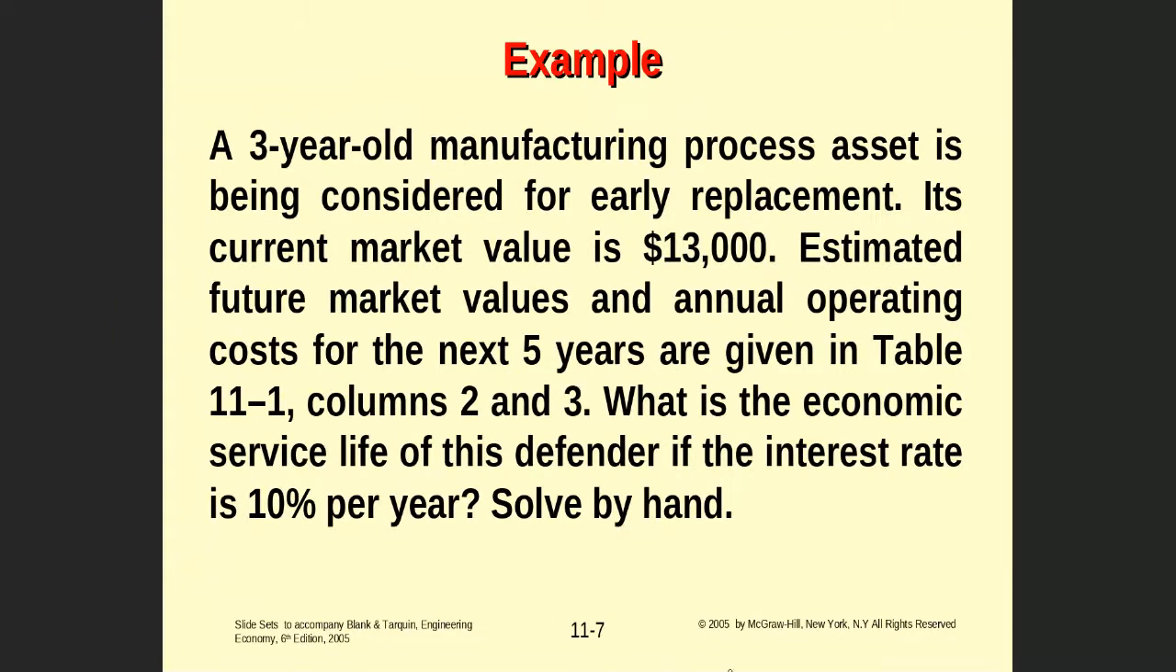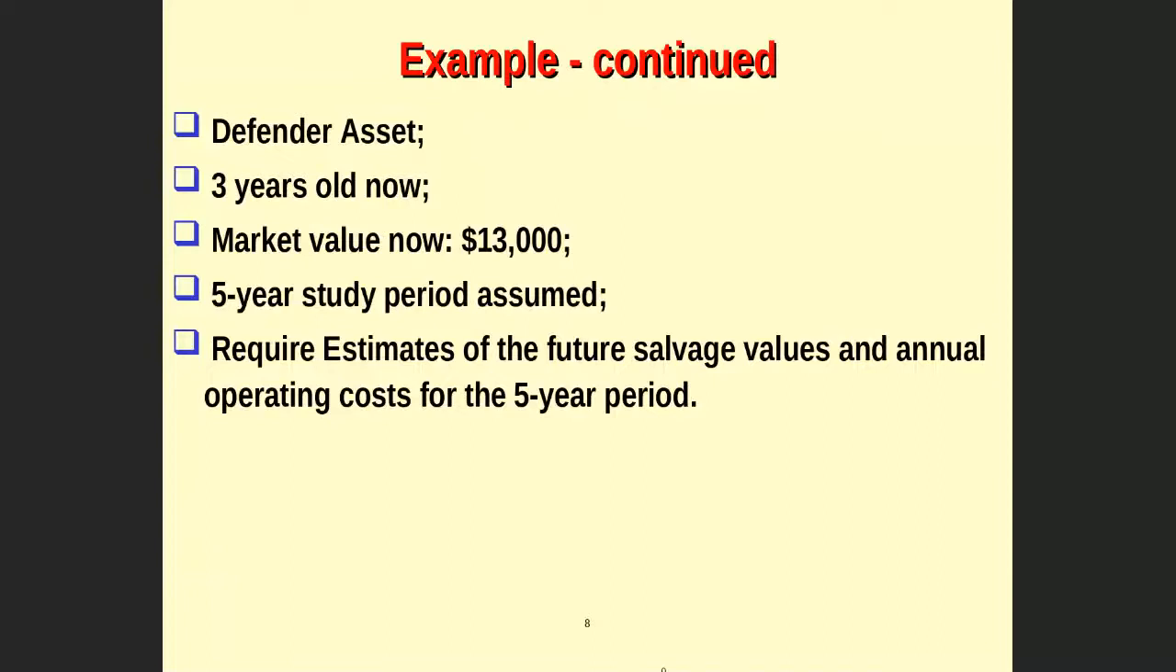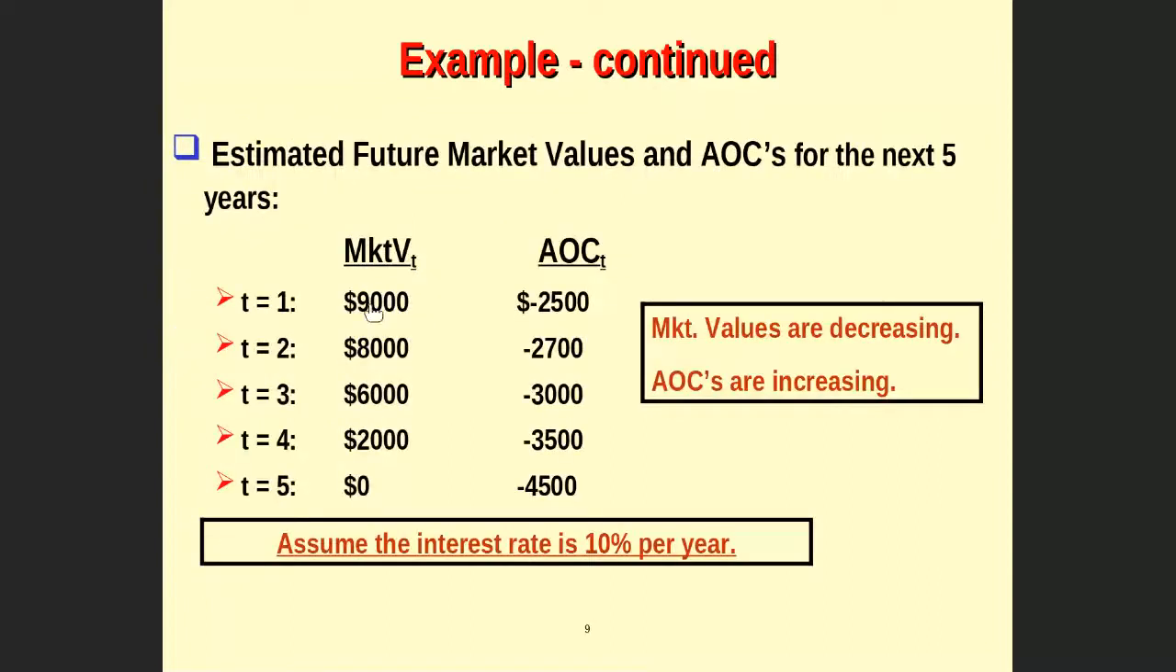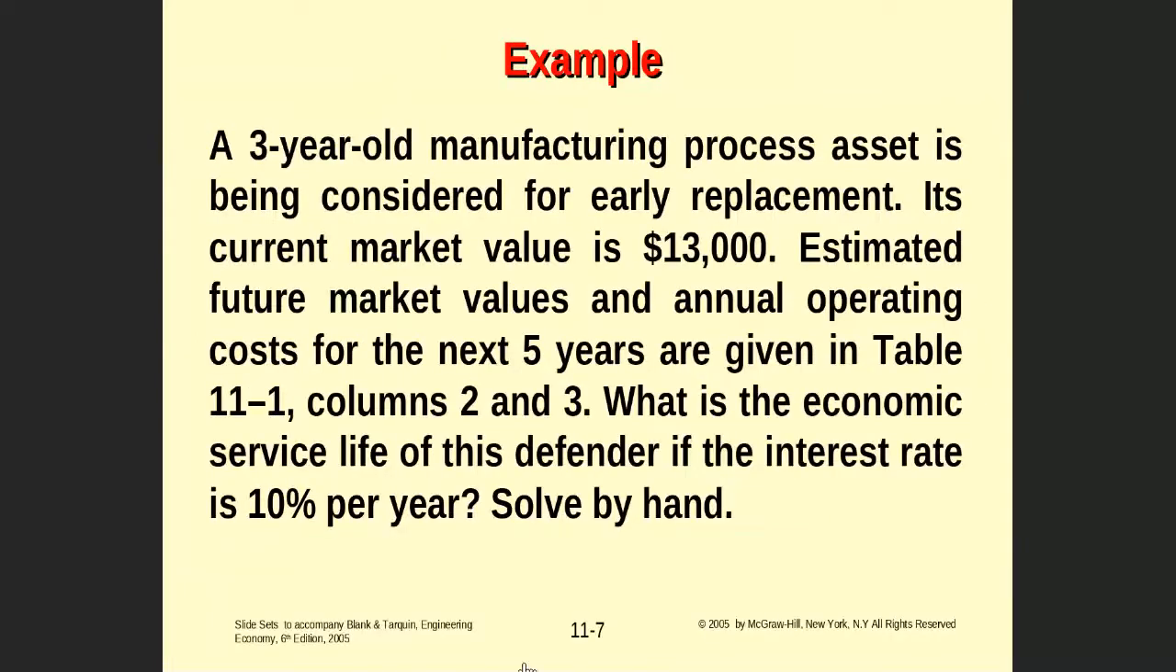Let's look at them. Not this one, sorry, the second one. The market value is given for the coming 5 years, and the annual operating cost is given in the problem. In the table, that is the table I just showed you. What is the economic service life? So you expect this typical question in this chapter.